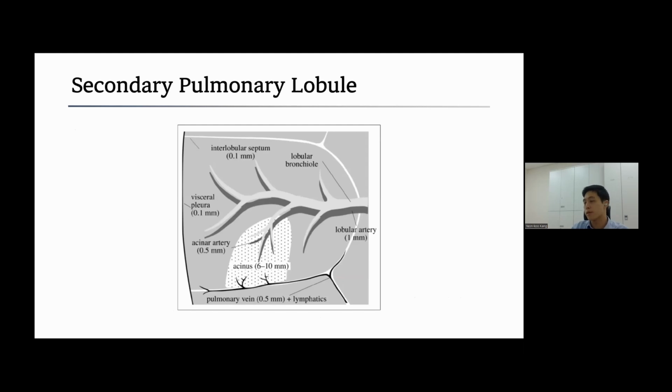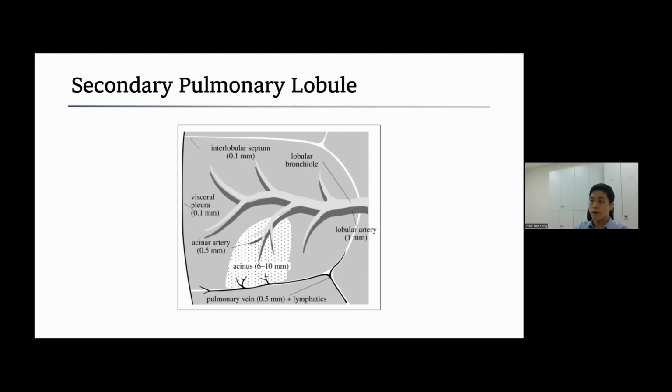Let's take a closer look at the secondary pulmonary lobule. Secondary pulmonary lobule is composed of 30 to 50 primary pulmonary lobules. Secondary pulmonary lobule is supplied blood by a lobular artery and air by a lobular bronchiole, which is located in the center of the lobule.